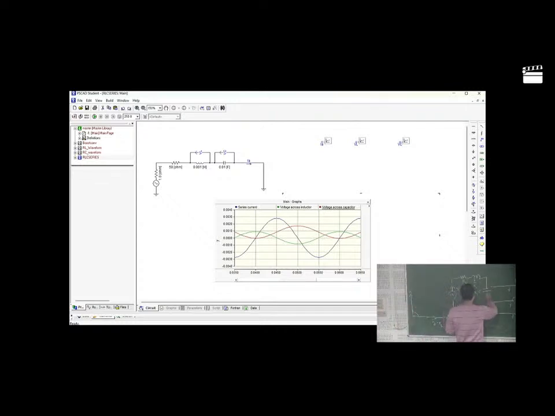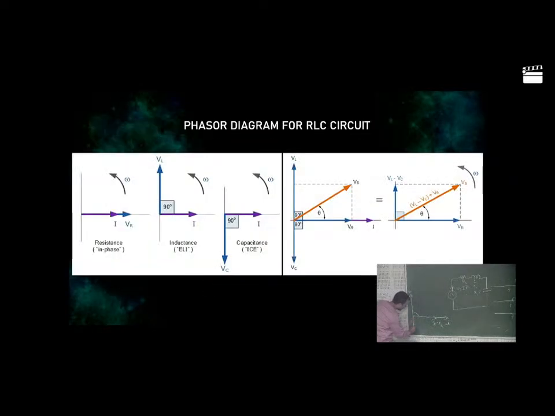Now come across the capacitor. Voltage across the capacitor will lag 90 degrees from the current through the capacitor. So current through the capacitor is I. So voltage will lag how much? 90 degrees. So this will be the voltage across the capacitor. Now both are just phase reversal, 180 degree phase.